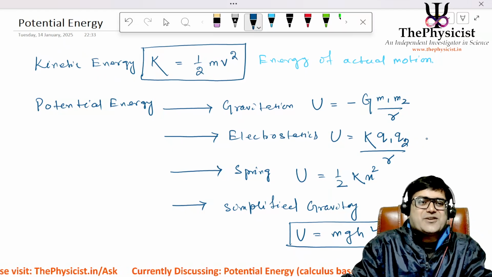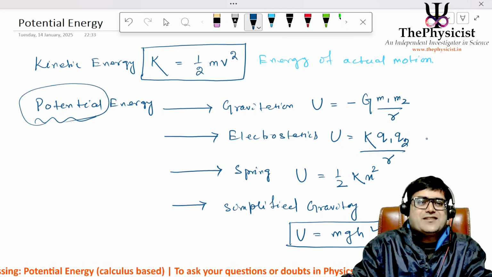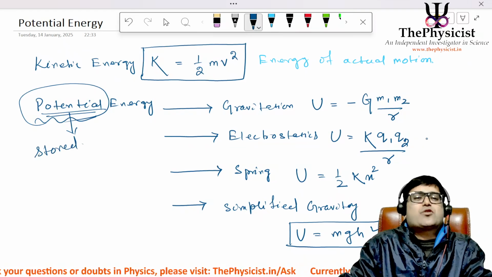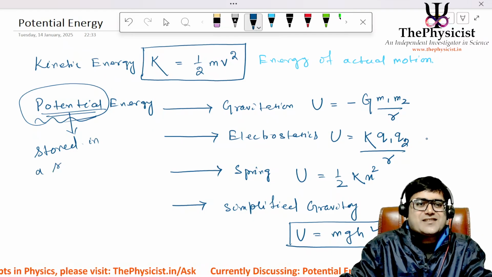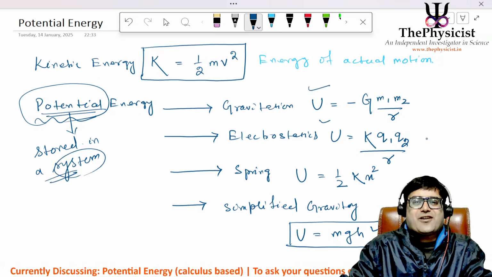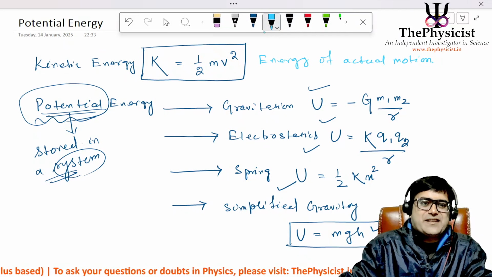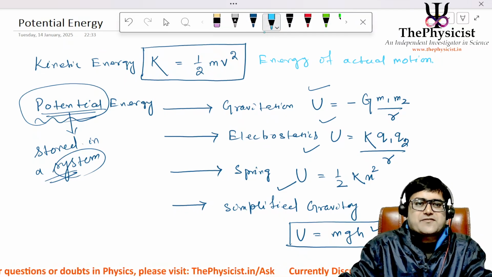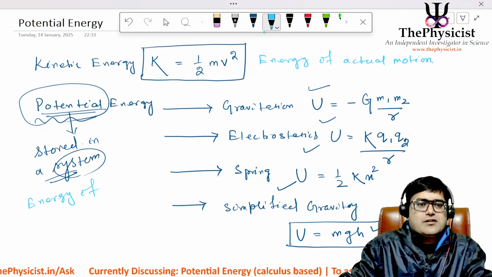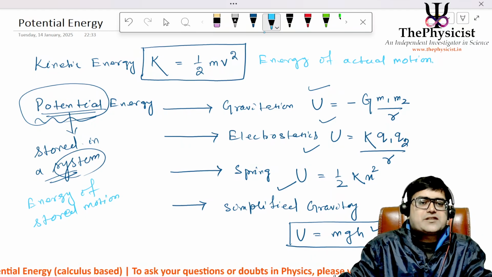Anyways, the answer actually lies in the word potential. When we say potential, it's actually stored. Potential simply means stored. But stored where? Stored in a system. Depending on the nature of the system, you have different formulas. I'll explain this with a very simple example. First, let's note: potential energy is the energy of stored motion. Right? It's the energy of stored motion.